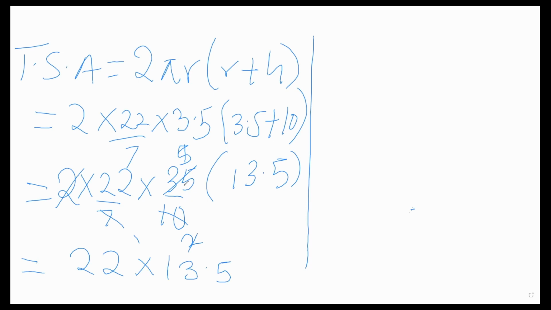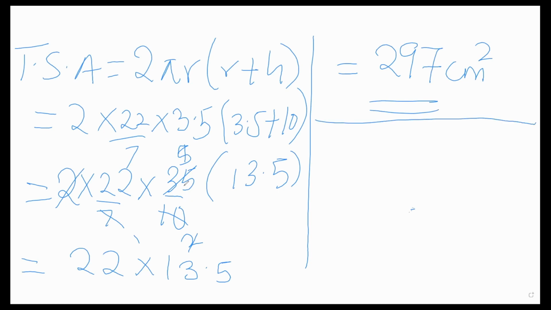And 22 multiplied by 13.5 is going to be equal to 297 centimeter square, which is the area of the cylinder when both ends are closed. As well, we can find the curved surface area of the cylinder.